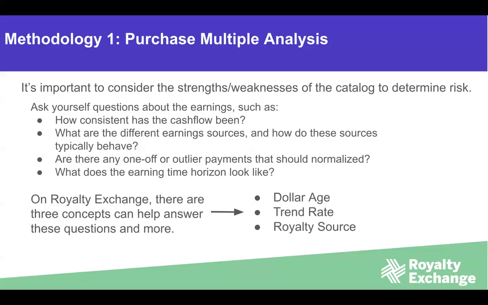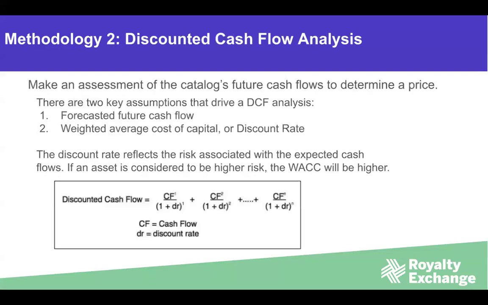Like I mentioned a few seconds ago, the three primary things we look at are dollar age, trend rate, and source. Those seem to have the biggest impact on the move forward revenue. Obviously there are other things you want to consider, but those are the big three for us. Now for discounted cash flow analysis, forecasting future cash flows using a discount rate.